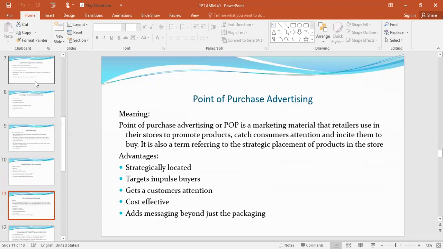Coming to the advantages of point of purchase advertising, it is strategically located. It helps target impulse buyers. Third, it gets a customer's attention. Next is it is cost effective. And lastly, it adds messaging beyond just the packaging.